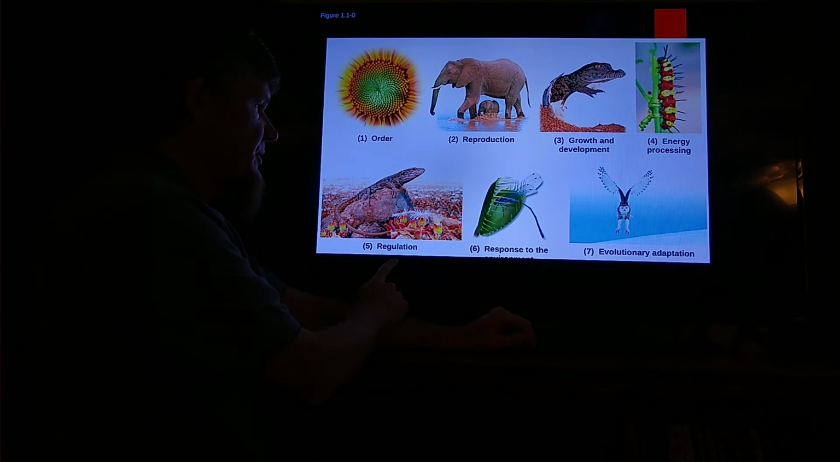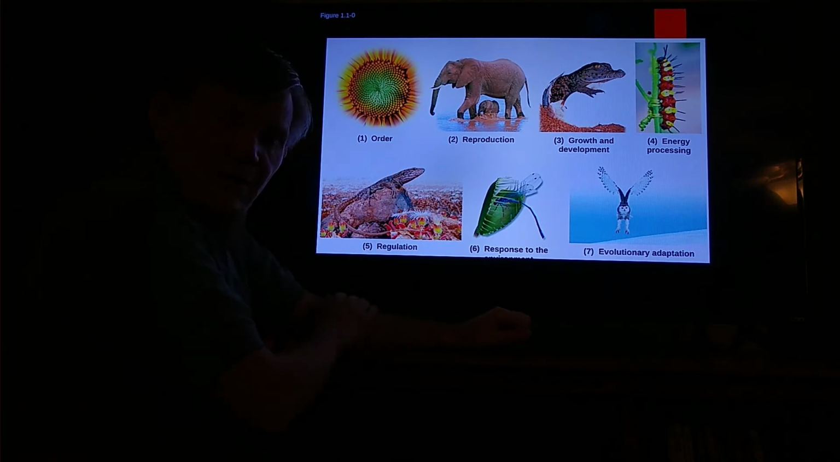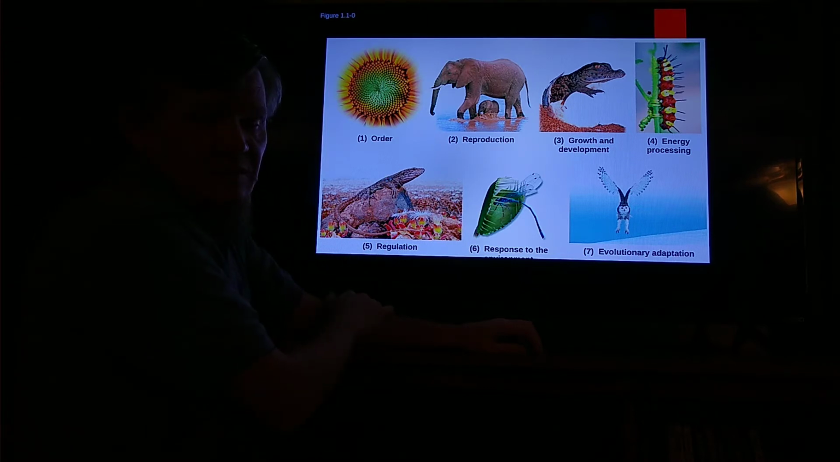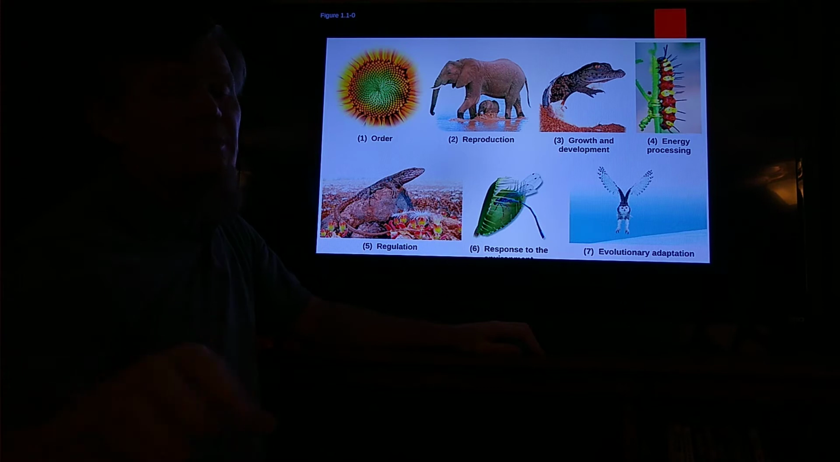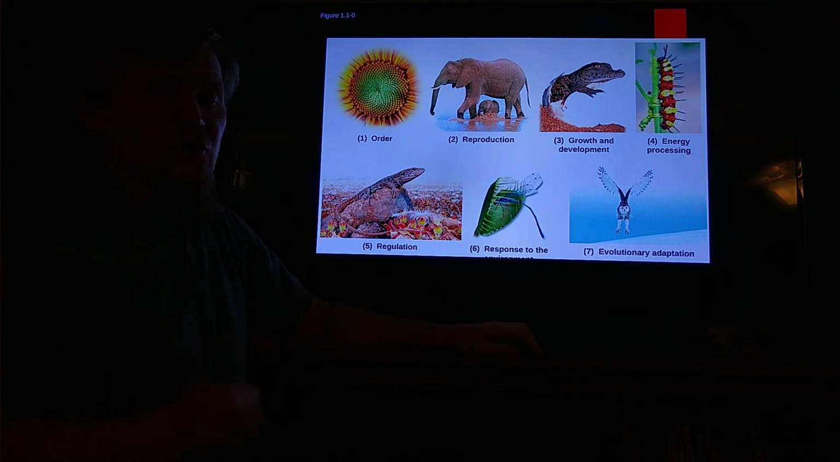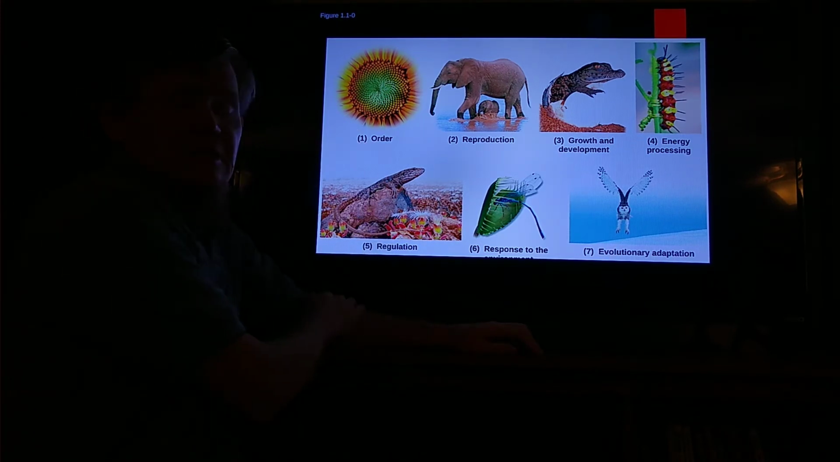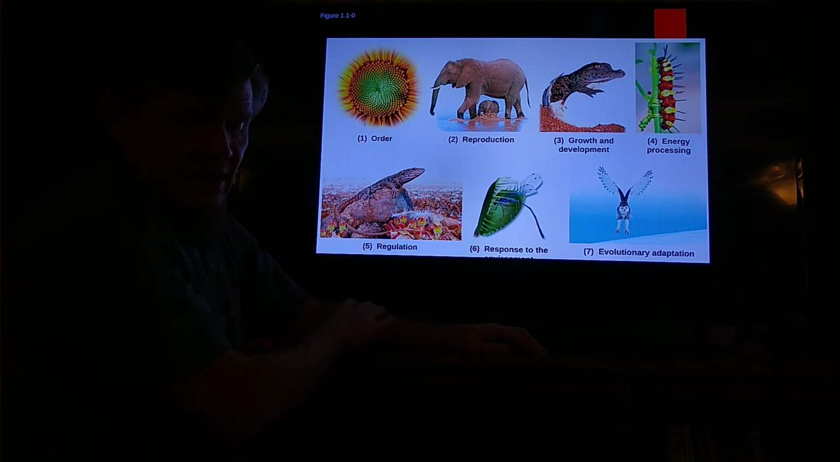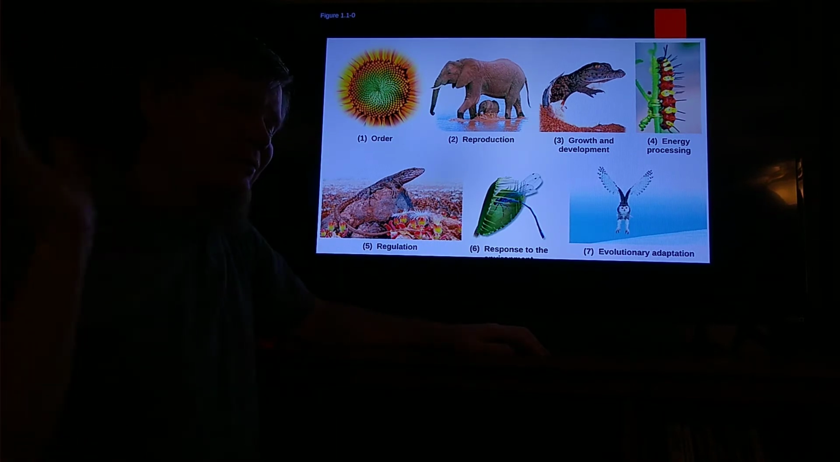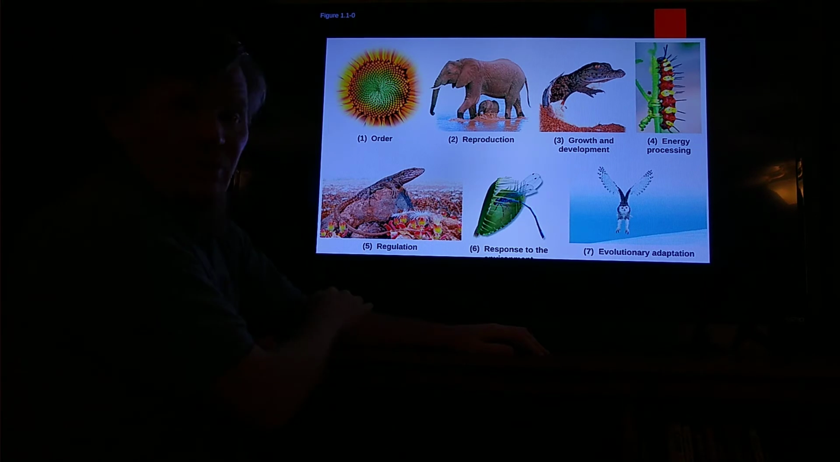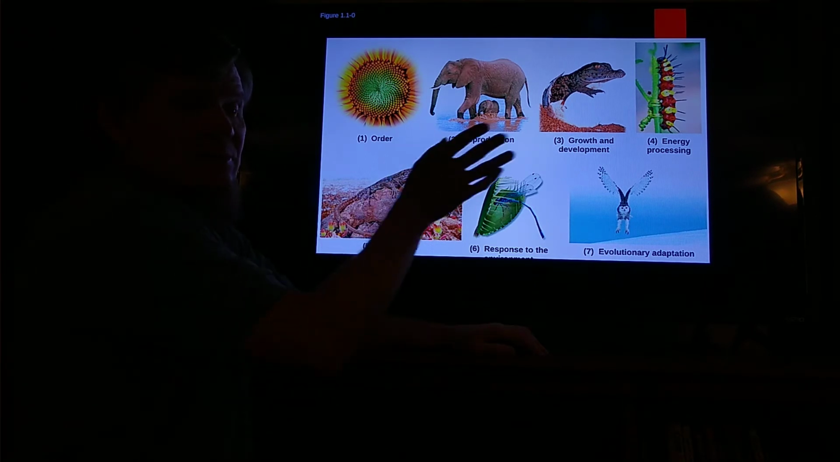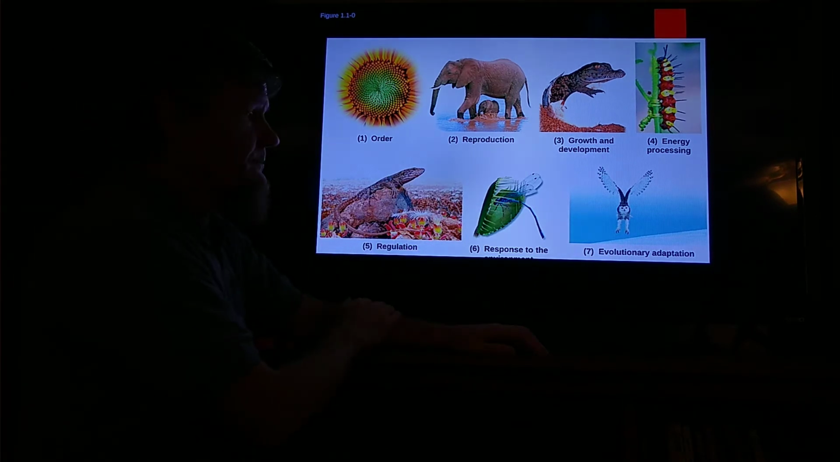All living things must regulate. We see a lizard sitting on a rock. Why is the lizard sitting on the rock? The lizard is sitting on the rock because it is sunning itself. It is warming up. It is regulating its body temperature. Your body temperature is regulated internally. They must regulate their body temperature externally. Your body does it for you. You don't have to worry about it. They do have to worry about it. They have to decide when it's time to go warm up and when it's time to cool off.